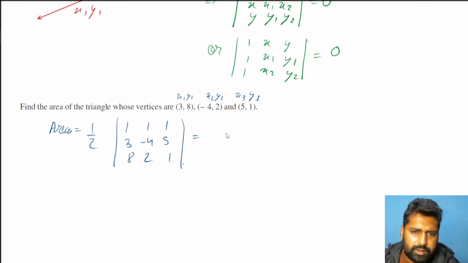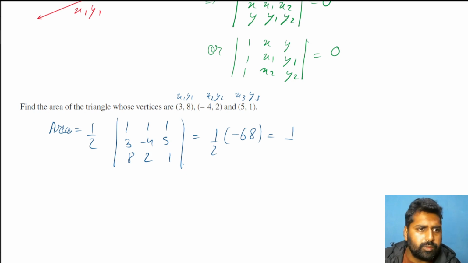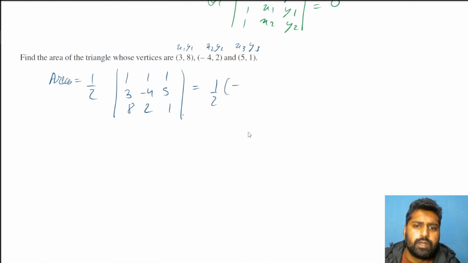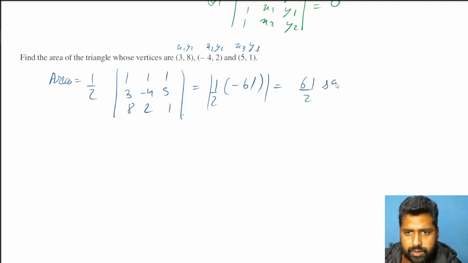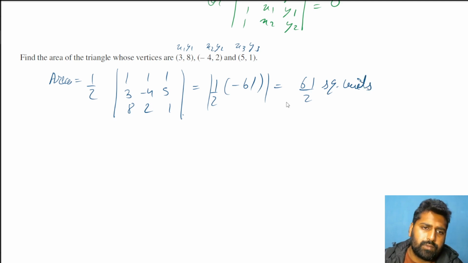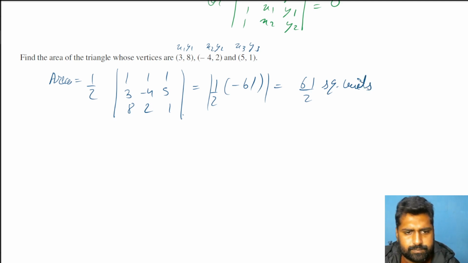But once you open it, you'll get the value again, let's say 68. Or let's say you got the value as minus 68. I'm not solving this, I'm just saying. Actually, 61 was there, no? The determinant we solved. So let's say you got minus 61 for this, hypothetically. You have to apply a mod because the answer is coming negative. So you will apply a mod by yourself to make sure you get the correct answer. So the answer is 61 by 2 square units. Just to make you understand that.